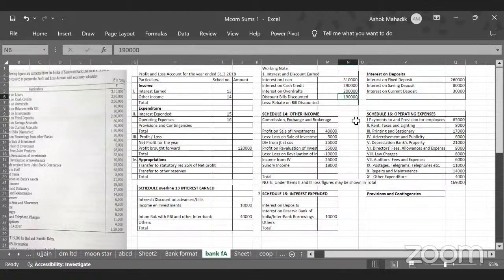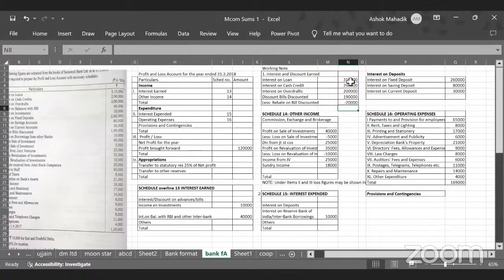So here we have bills discounted to the tune of 1,90,000. Out of this, see the adjustment, 20,000 rupees belongs to next year. So what we have to do? We have to reduce that much income from our income, isn't it? So from this total, we have to subtract that 20,000. Rebate on bill discounting is a very common adjustment, it will be there. You remove that much part from discount earned on bills discounted.